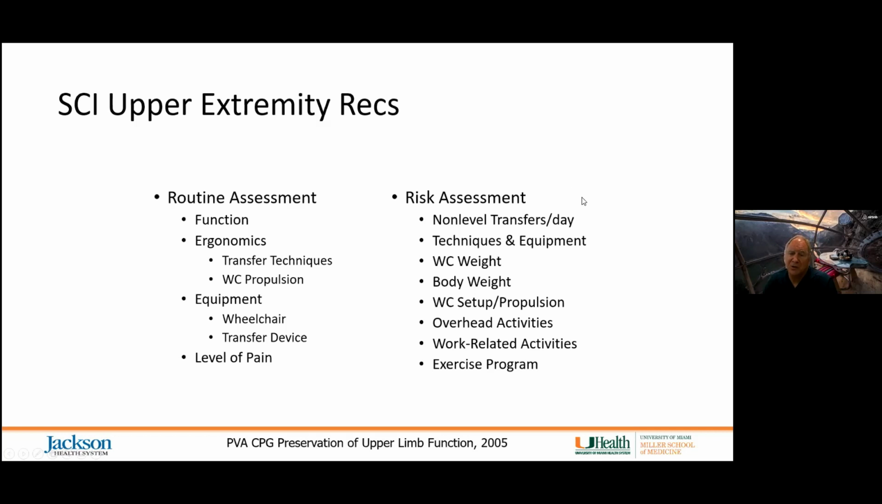Those folks who are going to be at high risk are the ones who are doing a lot of non-level transfers per day, who are using inappropriate equipment or techniques, those with heavy wheelchair weights, as well as heavy body weight. So the two of those are going to significantly increase the amount of force required to propel the wheelchair, for example. So we'll talk through a little bit about the wheelchair setup and propulsion techniques.